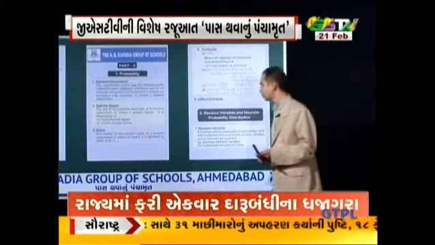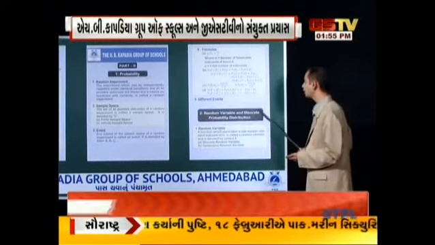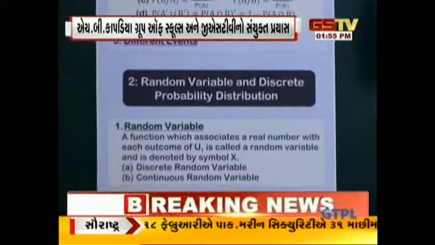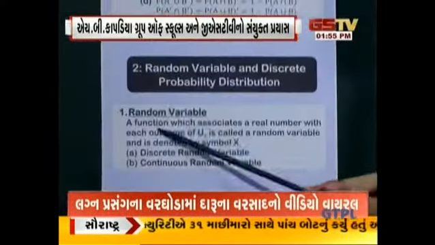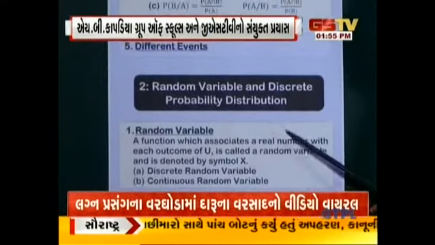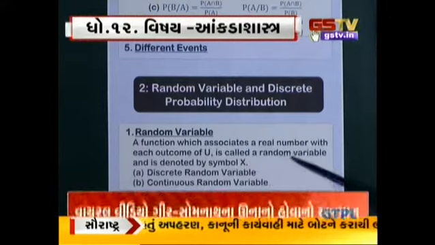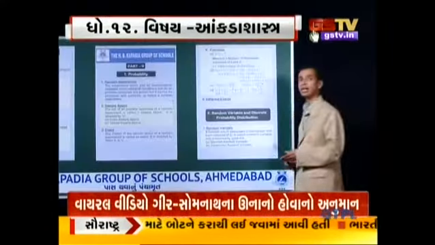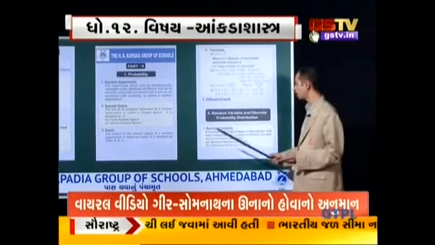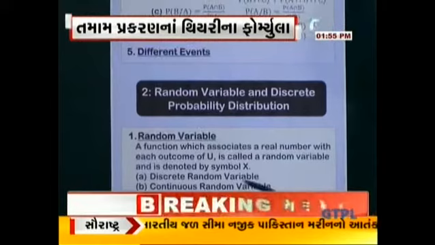Now the next, second chapter of this part, random variable and discrete probability distribution. First, understand the meaning of random variable. A function associated with a real number to each outcome of U is called a random variable. It is denoted by X. There are two types of random variables: one, discrete random variable, and second, continuous random variable.